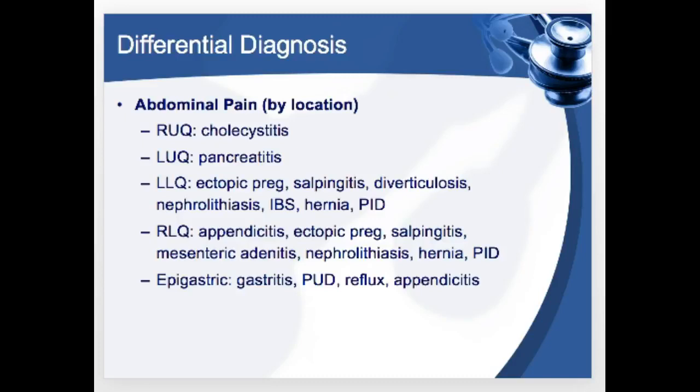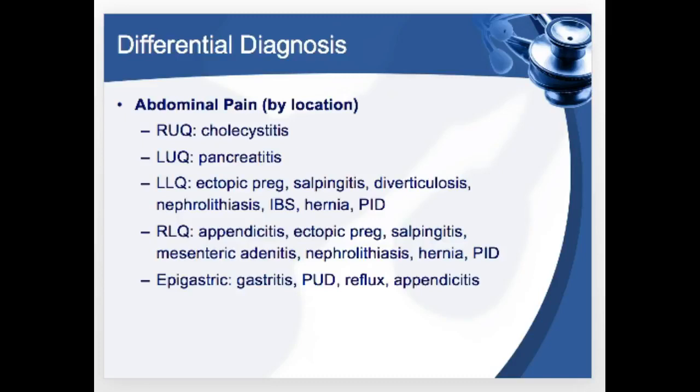Same with the right lower quadrant. We often think everything in the right lower quadrant is appendix, right? But you're going to see a lot of other issues, mesenteric adenitis. I think the first four or five that I thought were appendicitis, and I got ultrasound, I kind of worked it up acutely, all came back as mesenteric adenitis. So that's something that kind of mimics appendicitis. Also ectopic pregnancies, salpingitis, all those female problems, pelvic inflammatory disease, and nephrolithiasis again, because you have two kidneys. Hernias, the same sort of thing.